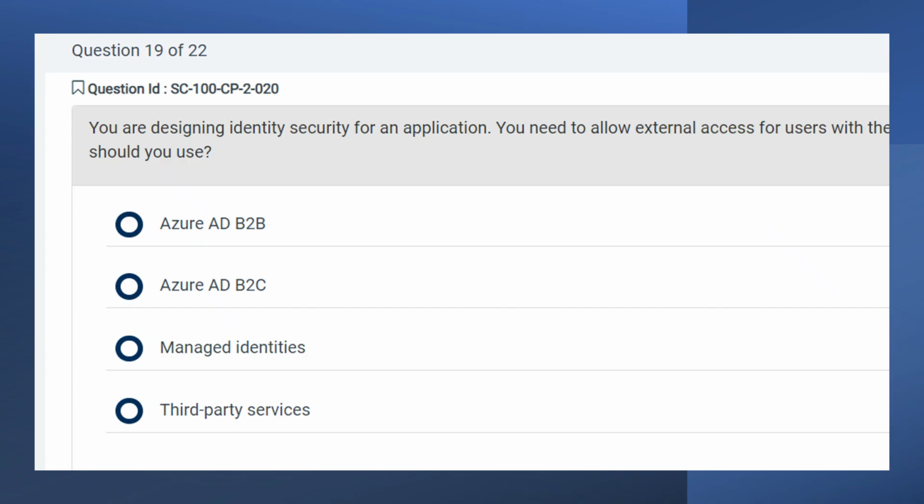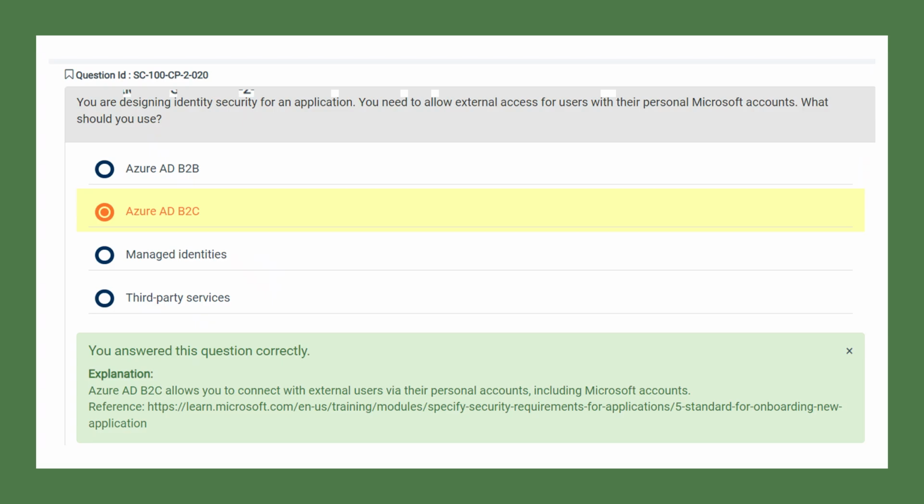Question 19. You are designing identity security for an application. You need to allow external access for users within the company. What should you use? A. Azure AD B2B, B. Azure AD B2C, C. managed identities, or D. third-party services.